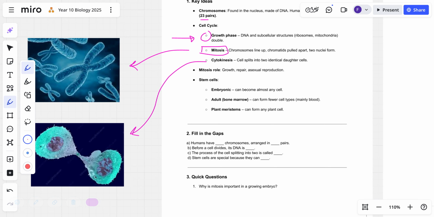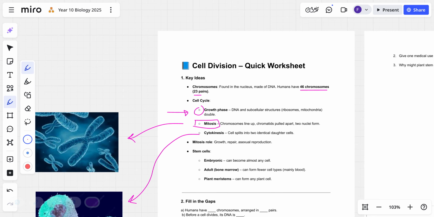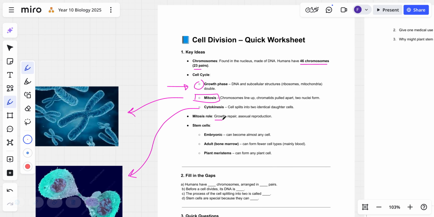Okay. Now, what is the point of mitosis? This is one type of cell division, and it's called mitosis. And what's the point of it? Growth and repair. And funnily enough, asexual reproduction. Humans do not reproduce by asexual reproduction. We reproduce by sexual reproduction.